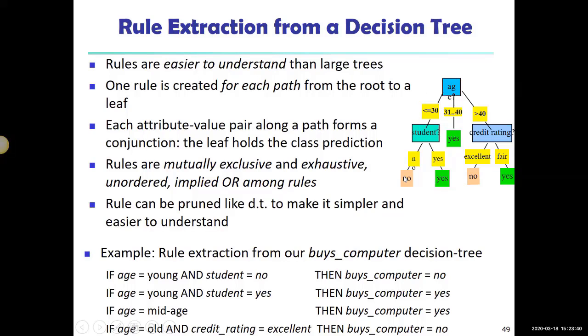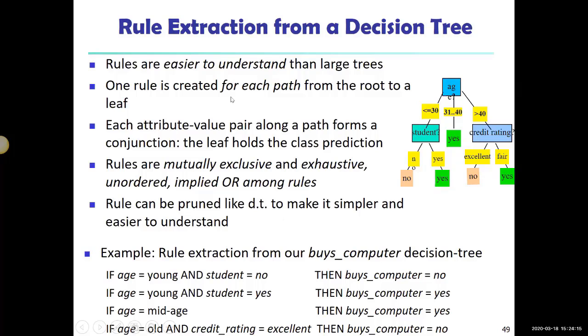So from this tree, we start from the leaf node and trace up, and that gives us one rule. This path gives us one rule. Every path starting from a leaf node gives us one rule. Those rules are mutually exclusive, so you can't really trigger more than one rule at a time. And exhaustive: all different possible rules for the training examples are listed here.